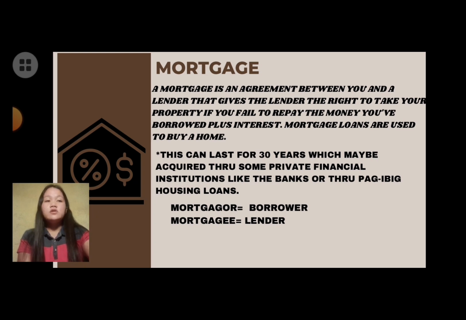Mortgage loans are used to buy a home. This can usually last from 15 to 30 years, and can be acquired through private financial institutions like banks or through Pag-IBIG housing loans. The mortgagor is the person who borrows money for buying a property, or the borrower, while the mortgagee is the person or an organization such as a bank that lends money to someone for buying a property, or the lender.